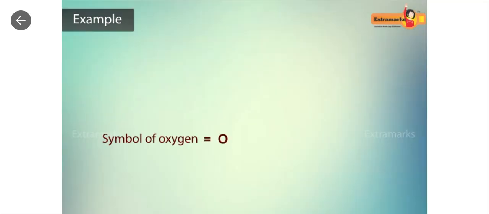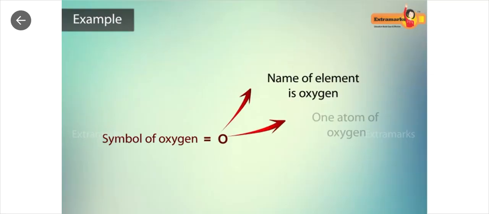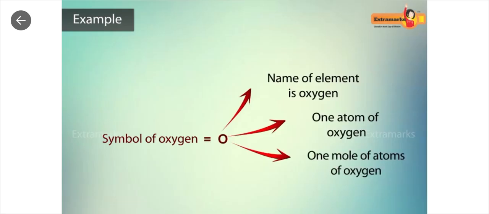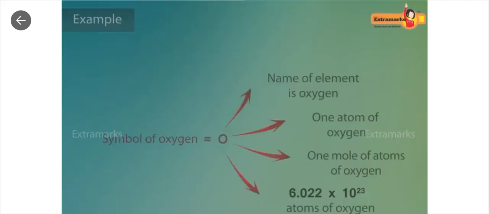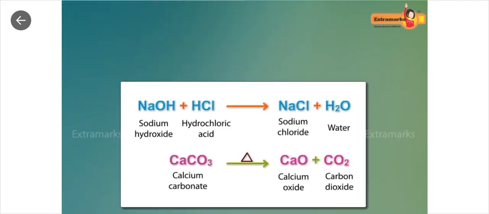For example, symbol of oxygen is O. It represents the name of the element, oxygen, one atom of oxygen, one mole of atoms of oxygen, 6.022 multiplied by 10 raised to the power 23 atoms of oxygen. Symbols of elements help in representing complex chemical reactions in a simpler way.